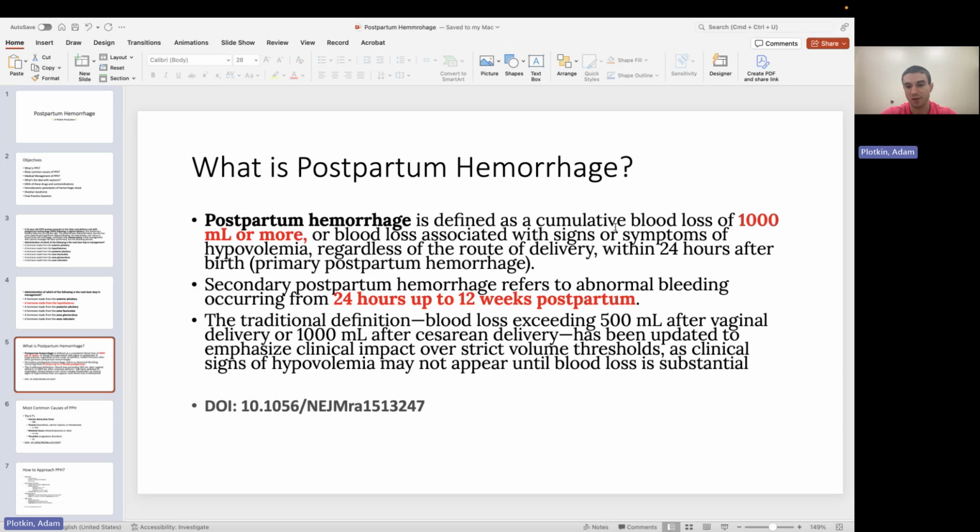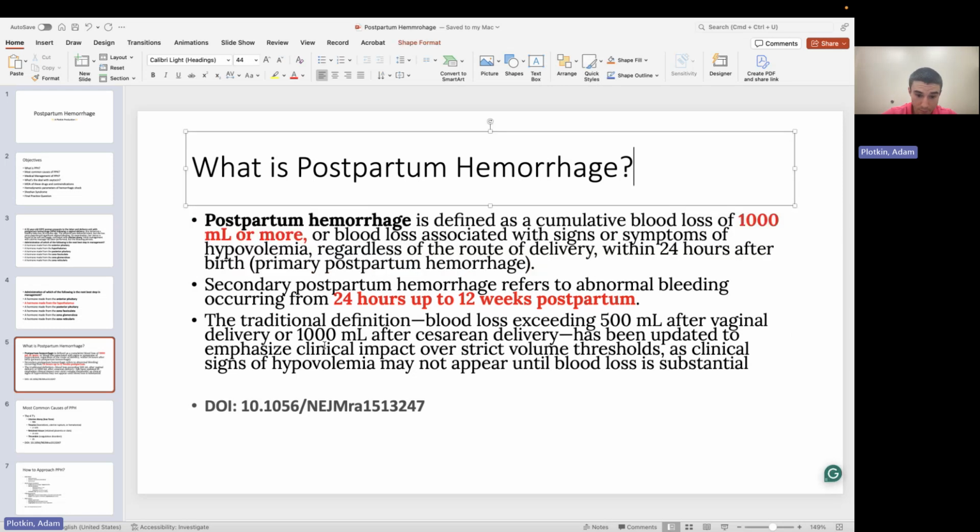Postpartum hemorrhage is defined as a cumulative blood loss of 1,000 milliliters or more, and it's associated with signs or symptoms of hypovolemia, and it doesn't matter the route of delivery, vaginal or C-section, okay? And it occurs within 24 hours after birth. So that's primary postpartum hemorrhage: 1,000 milliliters of blood loss, doesn't matter the route of delivery, within 24 hours of delivery. Secondary postpartum hemorrhage occurs within 24 hours to 12 weeks. Really, we're concerned about primary, okay?